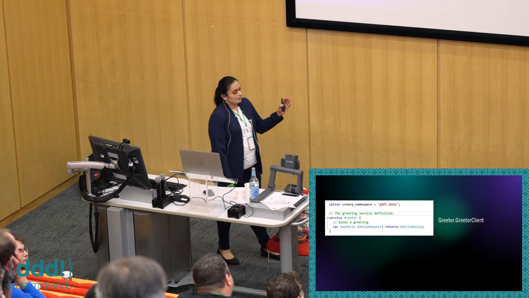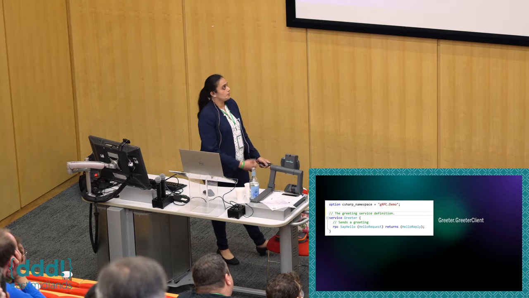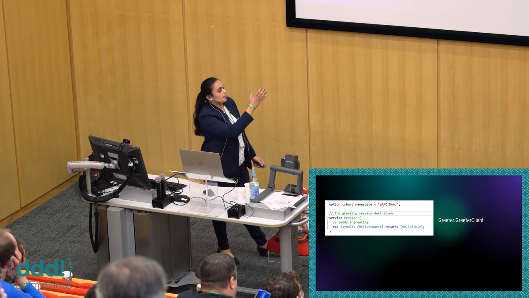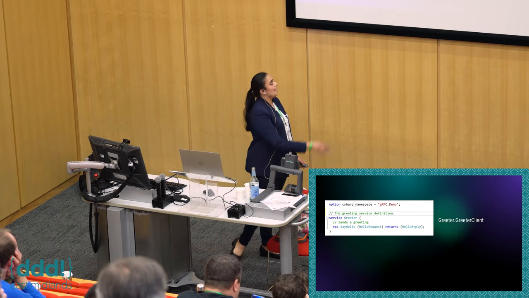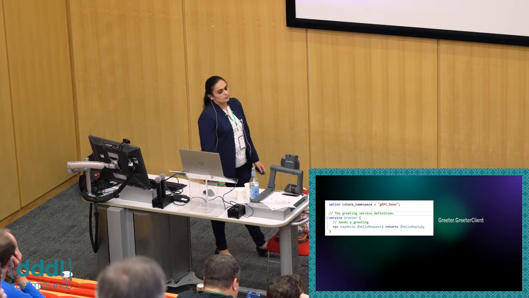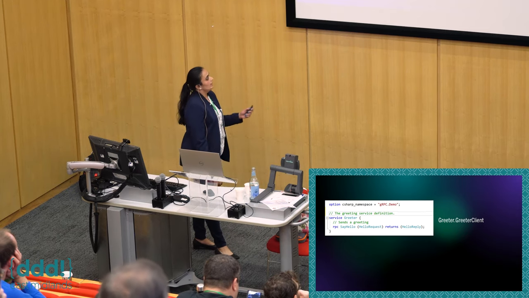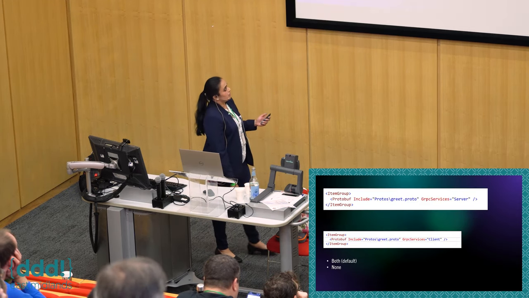So every service generates a client-side stub as well, and it generates a C# class of Greeter.GreeterClient, and it will have the stubs for the procedures in my service as well. And how is this code generation controlled?